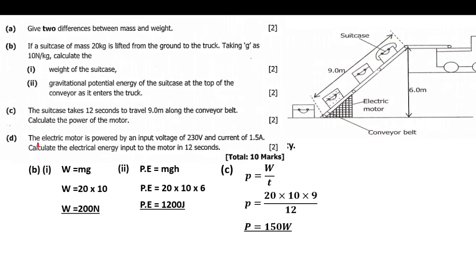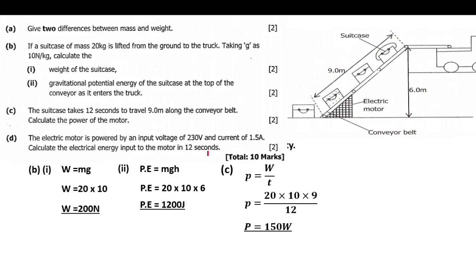Then D says the electric motor is powered by an input voltage of 230 volts and current of 1.5 amps. Calculate the electrical energy input to the motor in 12 seconds. So they want us to calculate the electrical energy input to the motor in 12 seconds.